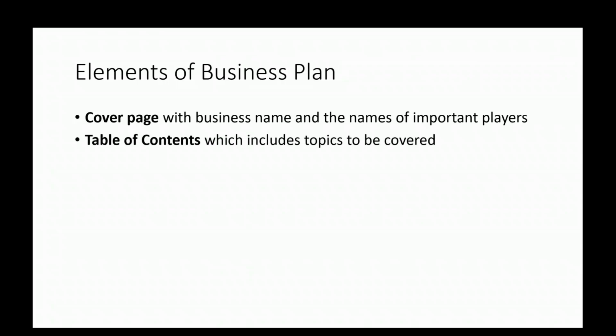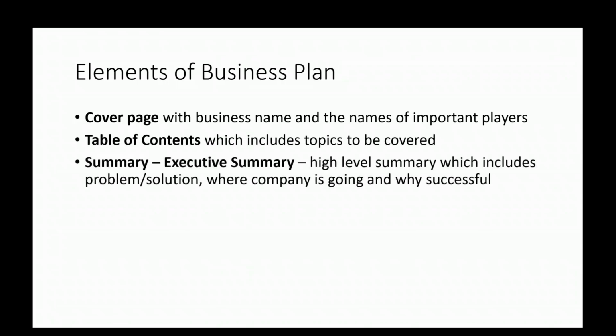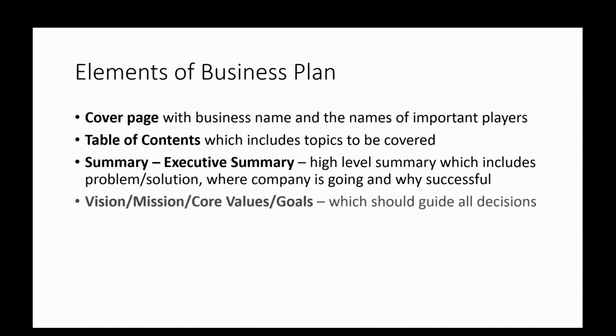The table of contents is going to guide you for the topics. Pretty easy. Then a high-level view of your company: what problem you're solving, where the company's going, and what they're offering. A shortened version of that is a big key. They all have these organizational vision, mission, core values, and goals, something like that.